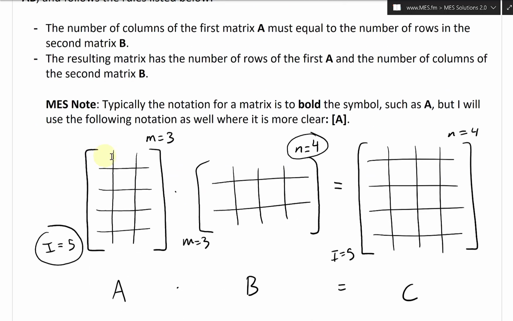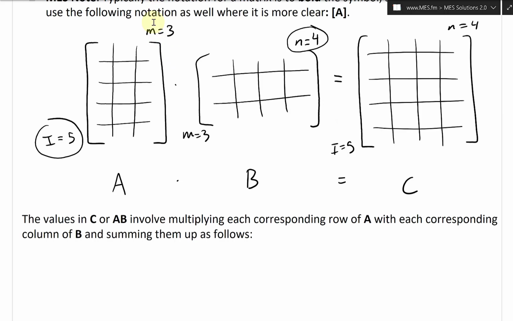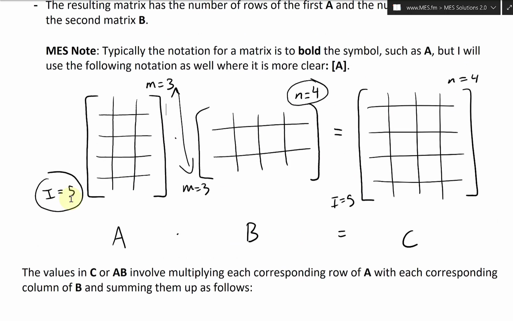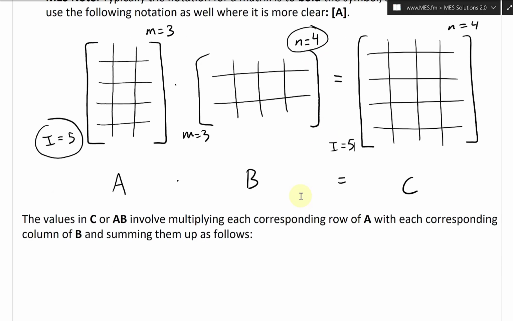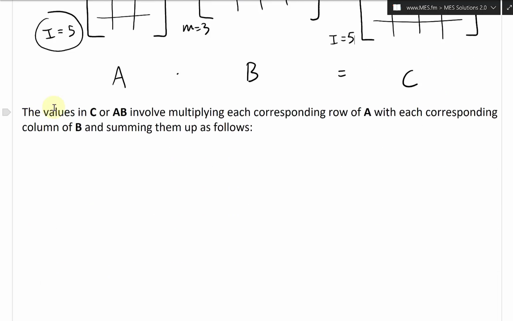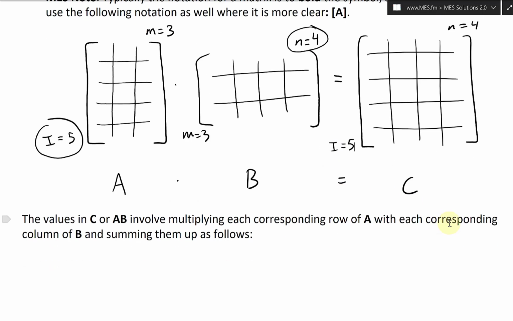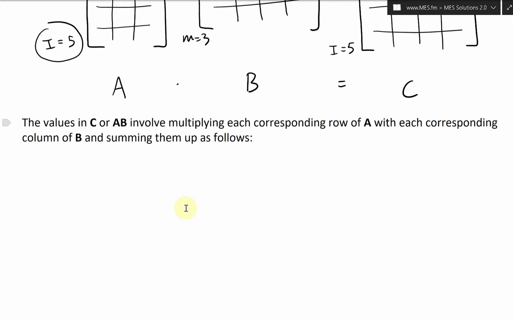All right, so now that we've gone over these rules for the size of these matrices when you multiply, and the rules that you need these ones to be the same, so this needs to be the same here, and then the following one has the lengths accordingly, the rows of the first and then columns of the second. Now we'll look at the rules for the actual values inside this matrix C. So the values in C, or AB, involve multiplying each corresponding row of A with each corresponding column of B and summing them up as follows.